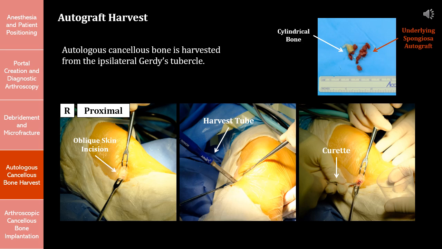The ipsilateral Gerdy's tubercle is chosen as the donor site for cancellous bone harvest. A 3 cm oblique incision is made, and the cylindrical bone is harvested from the tubercle using the harvest tube. The tube is advanced approximately 10 mm with a hammer, then rotated fully around itself until being removed. The underlying spongiosa autograft is harvested with the curette.